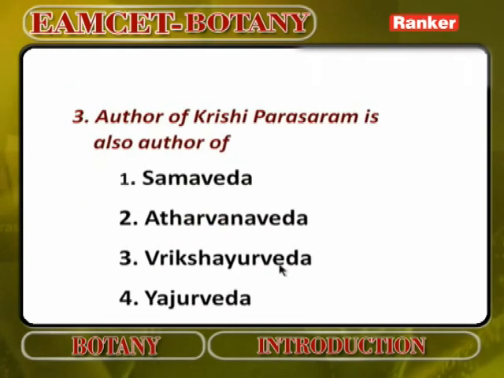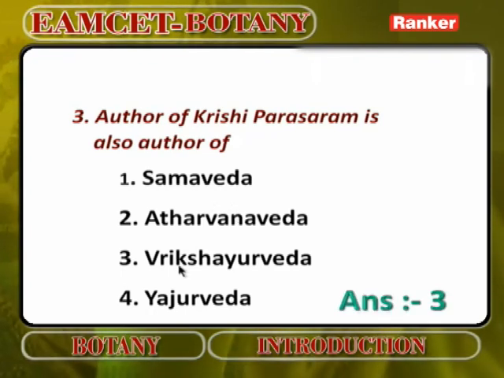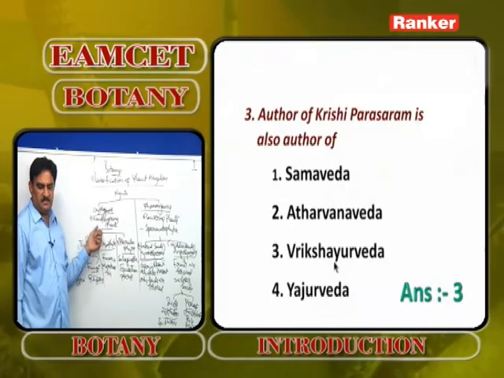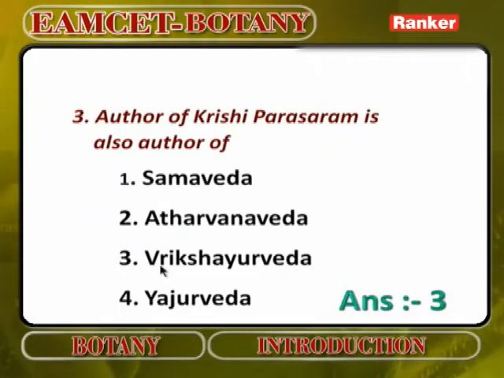Next, third question. The author of Krishi Parasharam is also the author of what? Just now I discussed, Parashara wrote two books. One is Krishi Parasharam, the other is Vriksha Ayurveda. Samaveda, Atharvana Veda, Yajurveda are not his works. So Vriksha Ayurveda is the answer. Who is the author of Krishi Parasharam? Parashara. He also wrote another book called Vriksha Ayurveda. So the answer will be 3.